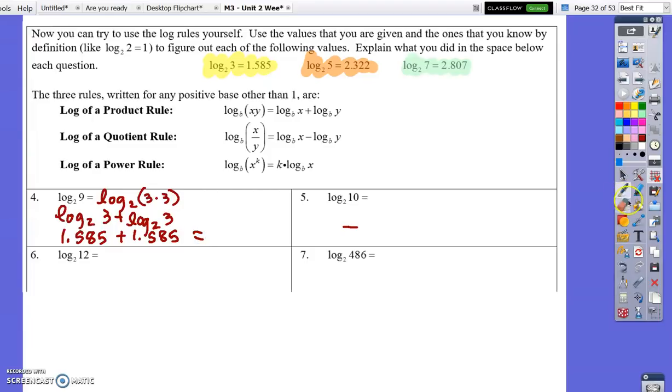So we can use a calculator. I know some of you have calculators that will do log of any base, but you are going to be required to do this work on a test, so make sure you know how. So I'm going to leave you to do 5 and 6 and look at 7.